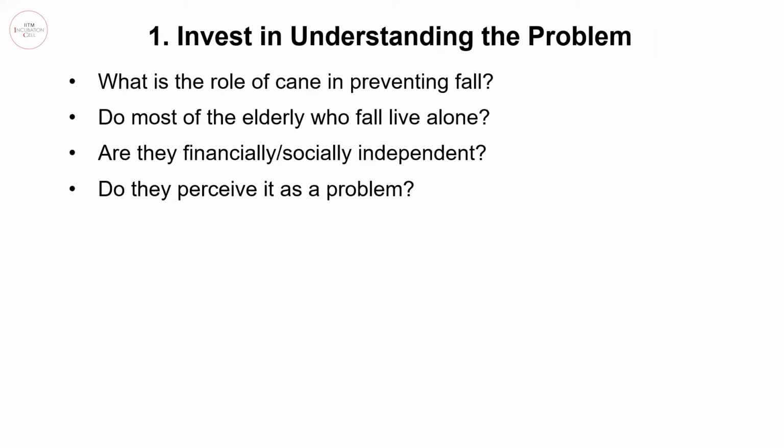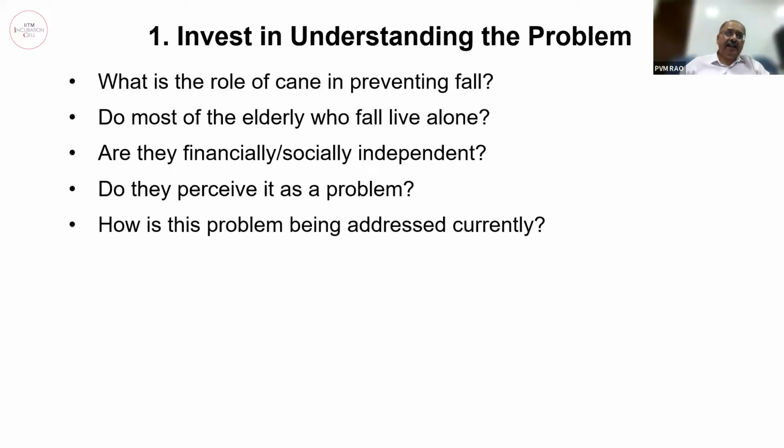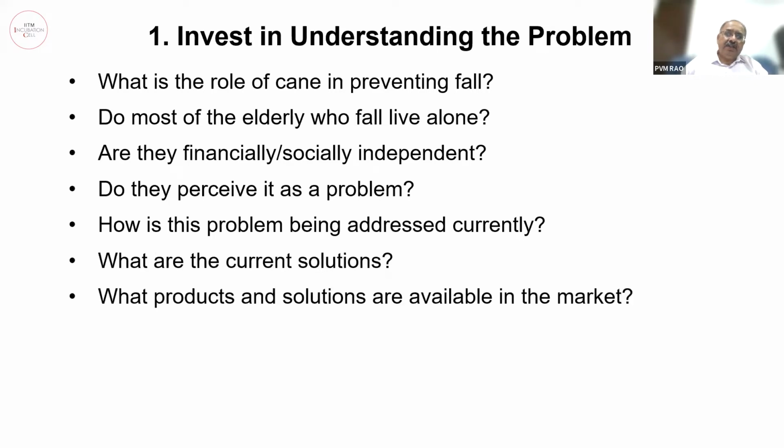Some people probably do not care, so what those percentages are would be interesting. How is the problem being addressed currently? Because the problem which we are discussing has not come just today. It has been there for ages. So what has been happening? What were the solutions which were already suggested, and what are those solutions?